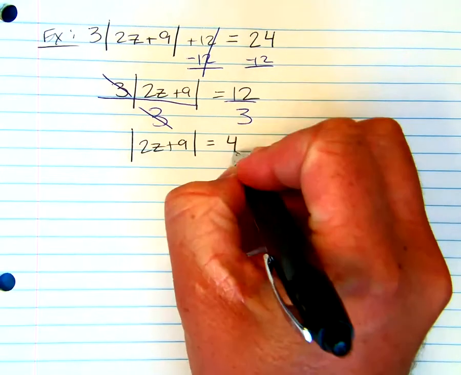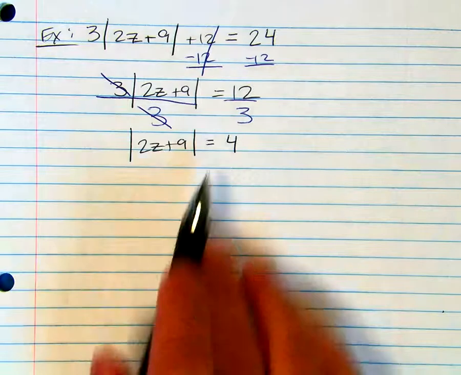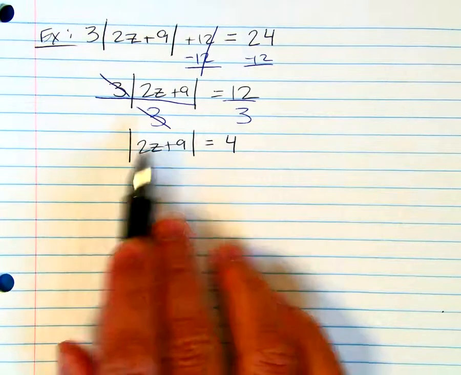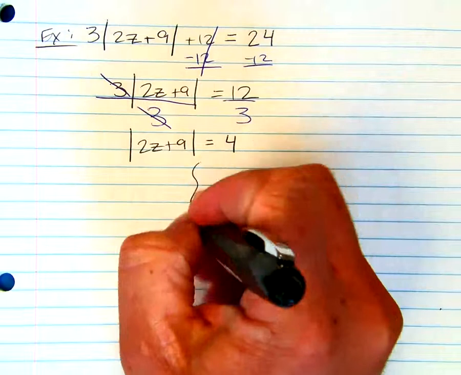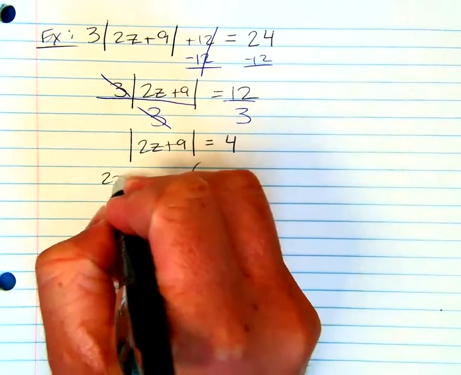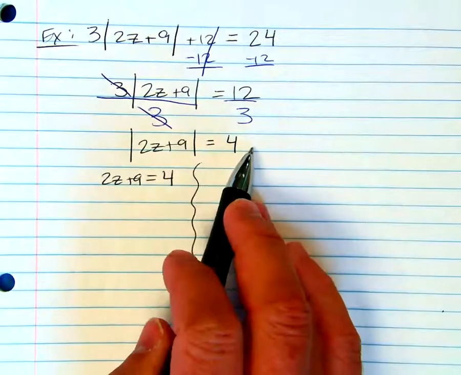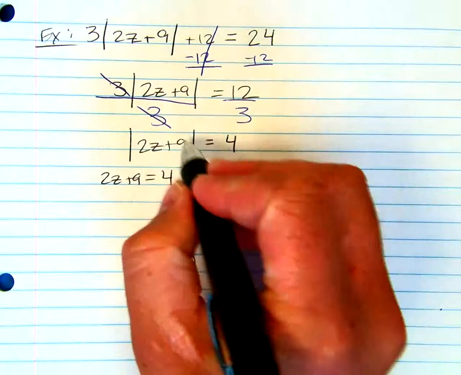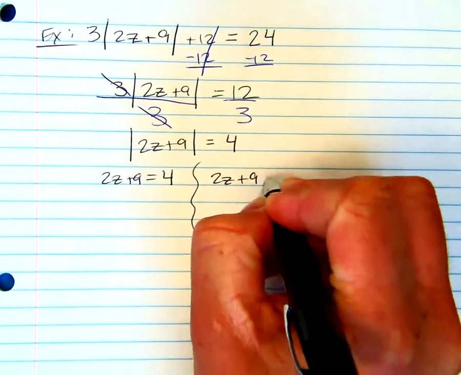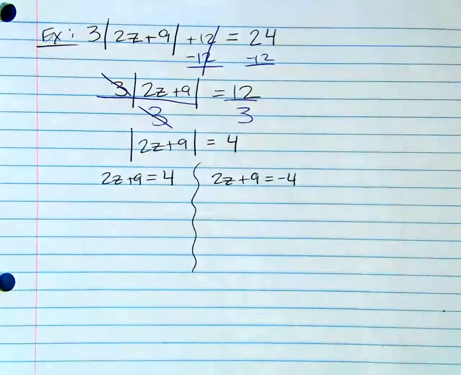And 12 divided by 3 is 4. Now it is turned into what we have in the last example. There are absolute values on the left. There is a number on the right. We are now ready to split this. If I can make everything in the absolute value equal 4, it would give me an absolute value of 4. If I can make everything in the absolute value equal negative 4, then the absolute value of that would still be 4. So I will now solve for both scenarios.